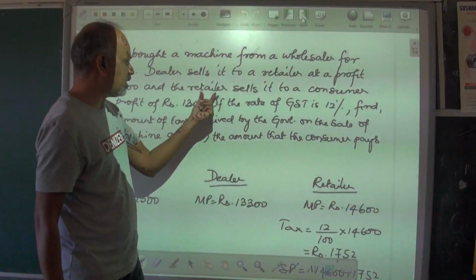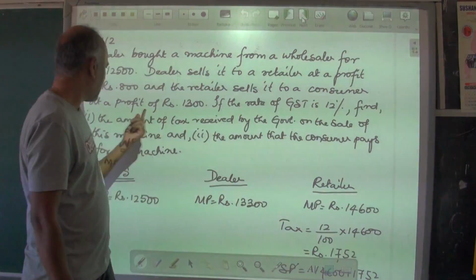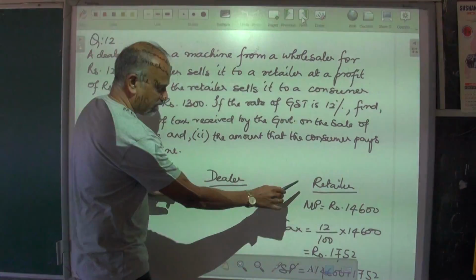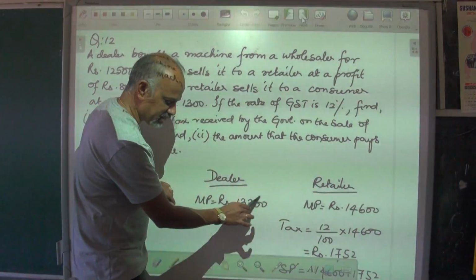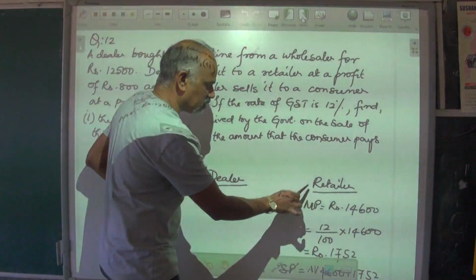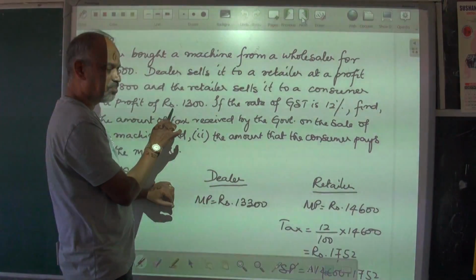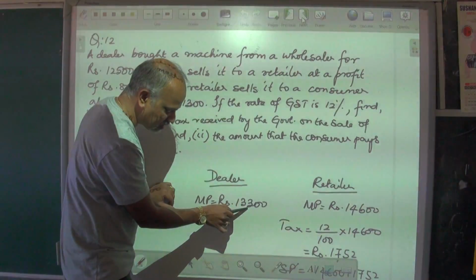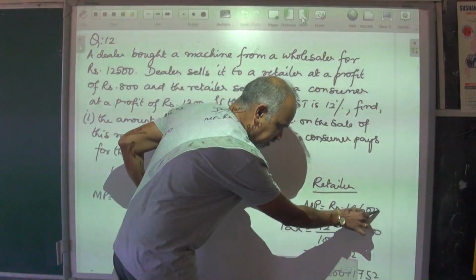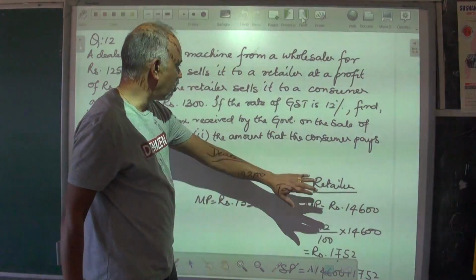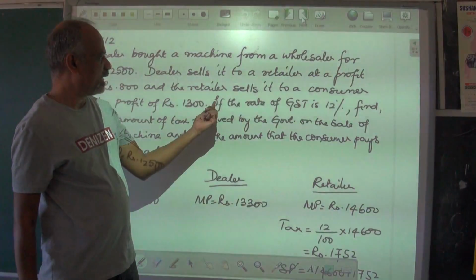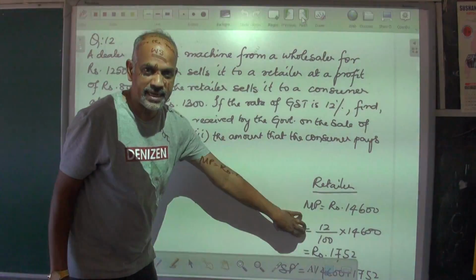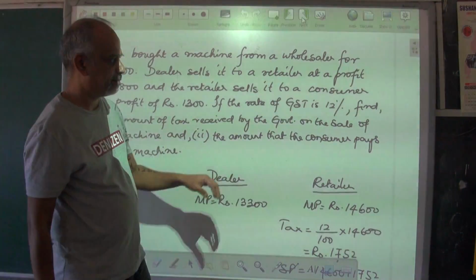And the retailer sells it to a consumer at a profit of rupees 1,300. Now, the retailer bought it for 13,300. When he sells it to the consumer, he increases the price by 1,300. So add 1,300 to this, that will give you 14,600 as the mark price of the retailer. If the rate of GST is 12%, at all stages, the tax is 12%.